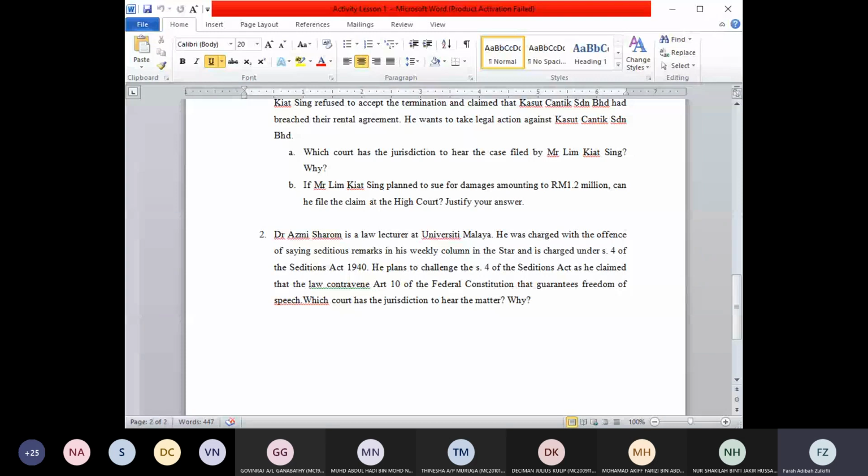Okay, so we go to the last question, question 2. Anyone else wants to try to answer question 2? Miss, can I go again? Can. Alright. Dr. Azmi Sharon is a law lecturer at University Malaya. He was charged with the offence of saying seditious remarks in his weekly column in the Star and is charged under Section 4 of the Sedition Act 1948. He plans to challenge Section 4 of the Sedition Act as contravening Article 10 of the Federal Constitution that guarantees freedom of speech. Which court has the jurisdiction to hear this matter?